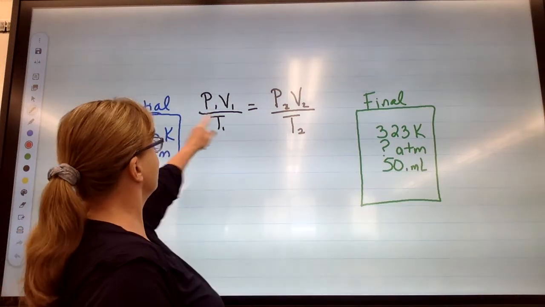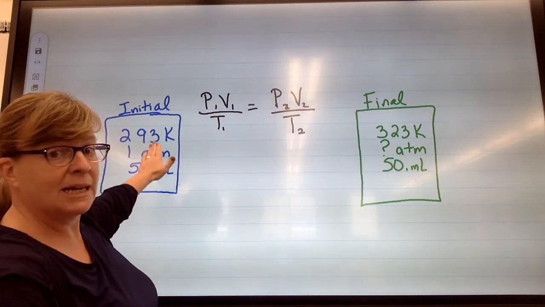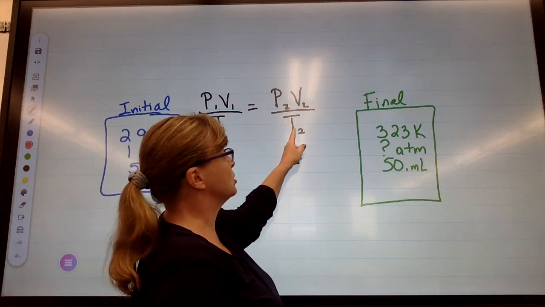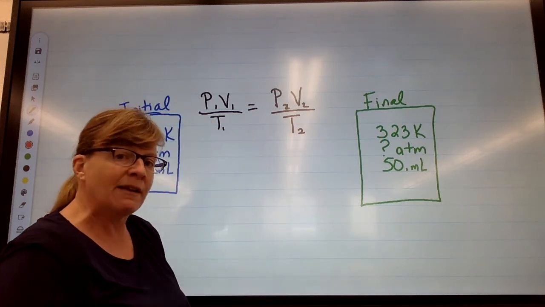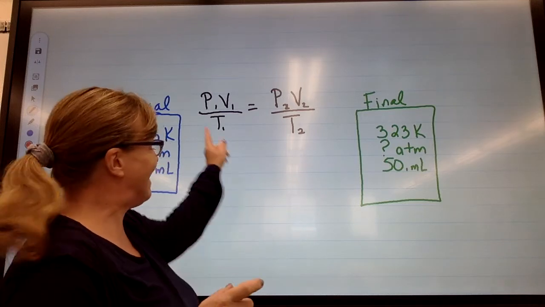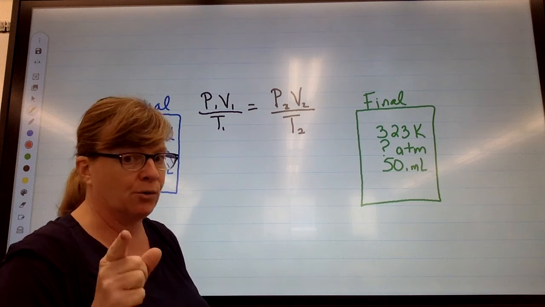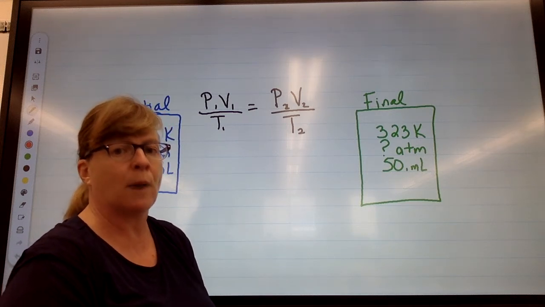The 1s mean initial: the pressure, volume, and temperature at the beginning. The 2s mean the end: the pressure, volume, and temperature of those gas particles at the end. They're not necessarily going to give you the numbers in order of the formula, so you have to be able to know. How will you know? The units. Remember, the units will tell you. So let's put the numbers where they belong.